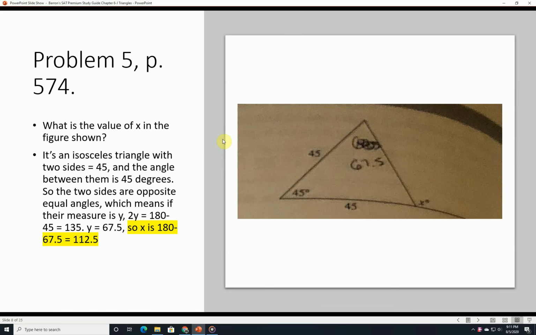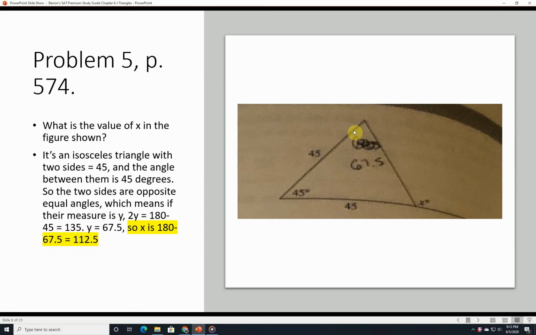Alright, problem 5, page 574. What is the value of x in the figure shown? Well, we see it's an isosceles triangle because we have two sides that are both marked 45 units, whatever unit they're using. And the angle between them is 45 degrees. So we know that this angle here is across from a 45. This one is also across from a 45.